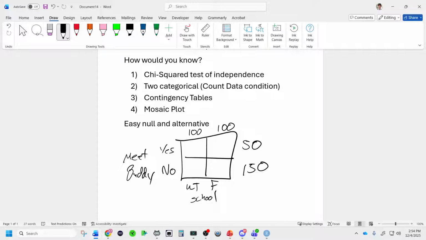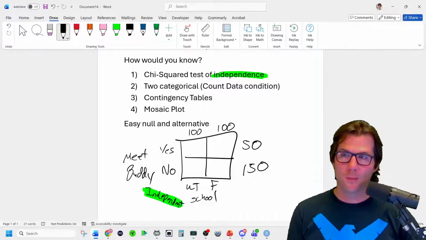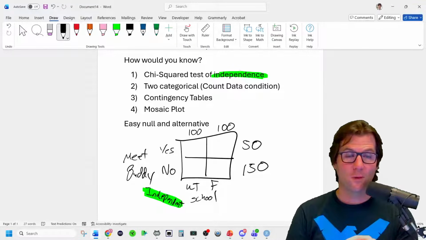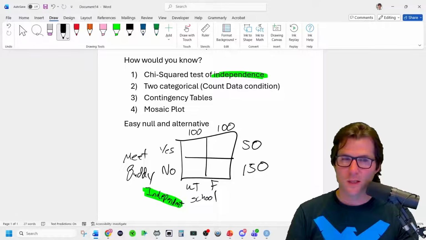What is the null hypothesis? Remember how it's the chi-squared test of independence? Exactly. The null is that the school you go to and meeting Buddy the Elf are independent. Like there's no relationship. You'd be just as likely to meet Buddy the Elf at Florida as you would at UT. That's what it means to say things are independent.